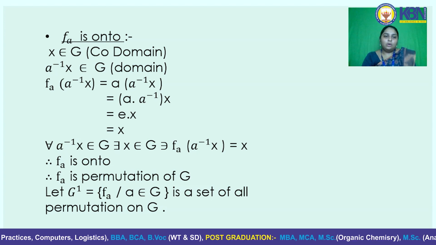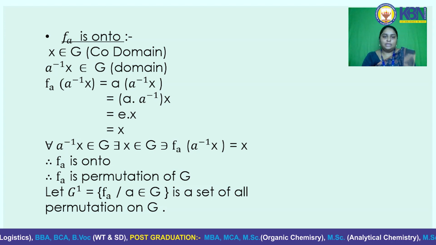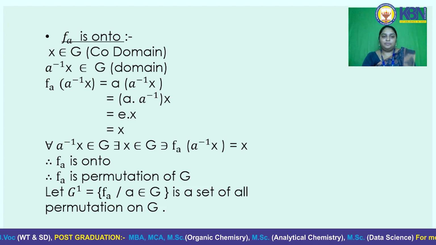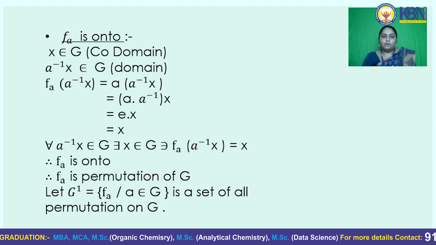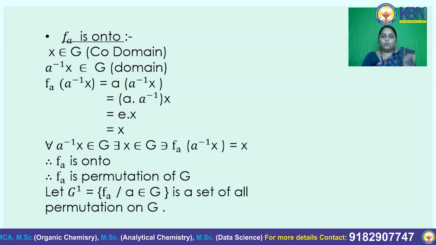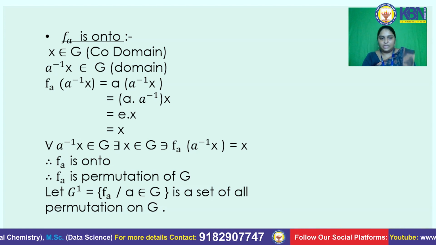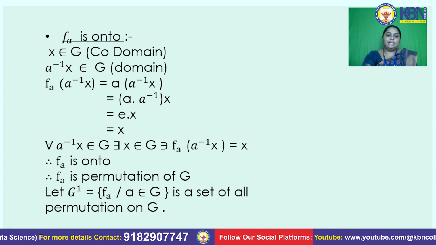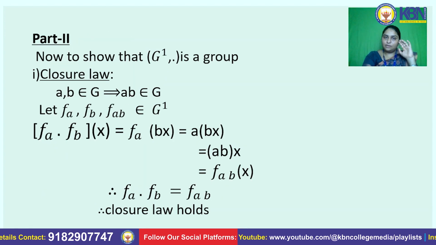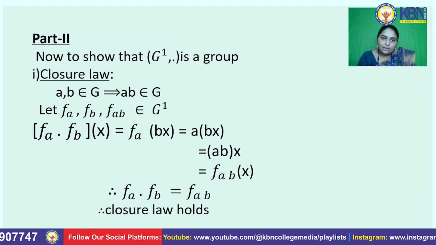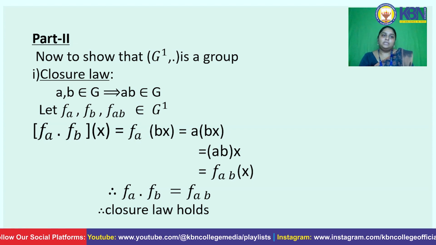Now, taking all these permutation mappings under a set G dash, that is defined as, let G dash be equal to the set of Fa such that a belongs to G. It is a set of all permutations which is obtained on G. Now to prove that this G dash is a group, for that purpose, we take a binary operation dot. That means in part 2, we are going to prove that G dash comma dot is a group. In G dash, we have all the permutations defined on G.